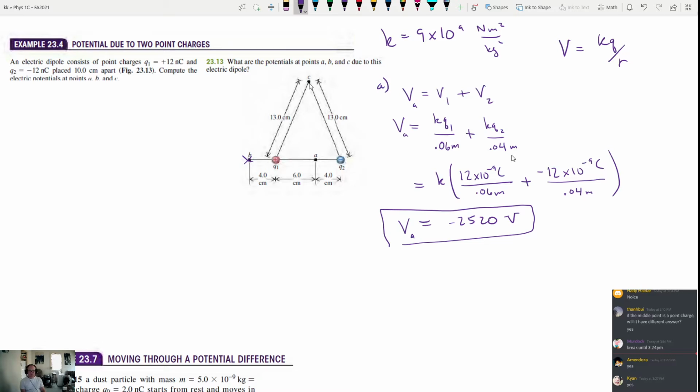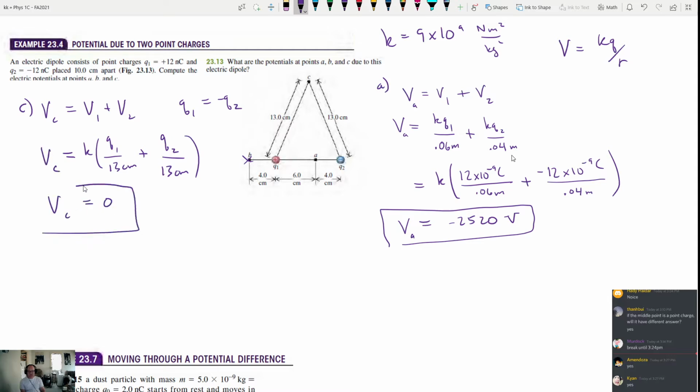Okay. C, actually, I think C is 0. We'll do VC just in case. So for part C, the potential at C again is V1 plus V2. That's going to be equal to K times Q1 over the distance between Q1 and point C, which is 13 cm, plus Q2 over the distance between Q2 and point C, which is also 13 cm. But Q1 is equal to negative Q2, right? Which means these are going to add to 0. So the potential at point C is equal to 0. In fact, the potential would be 0 anywhere along a line that's the same distance away from both of them.